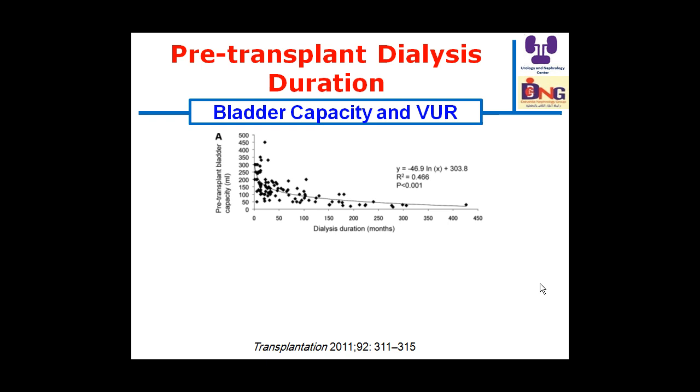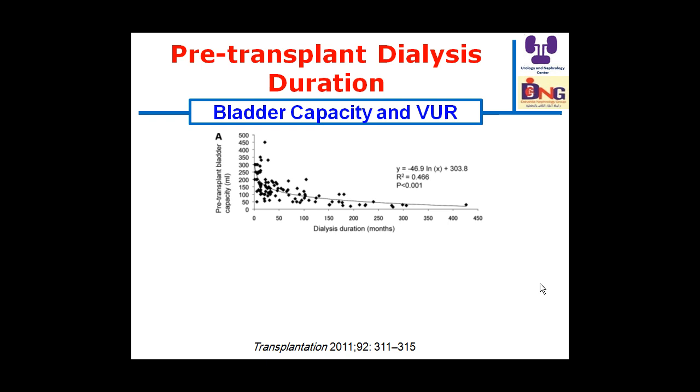The longer the dialysis period, the lower the survival. Okay. Regarding the bladder capacity, if the dialysis duration is prolonged, what will happen in the bladder? The bladder capacity will decrease with time. So this is the disuse atrophy of the bladder.